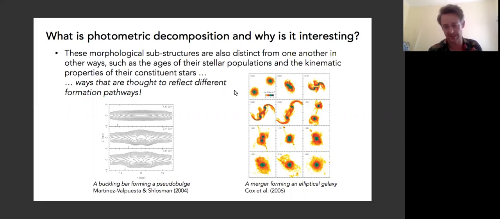So just a couple of little examples I clipped from the literature here. One would be the case of a buckling bar forming a pseudo bulge out of an otherwise relatively featureless disk, or the pathway to formation of ellipticals, and notionally also classical bulges, by the merging of two, say, disk galaxy progenitors.